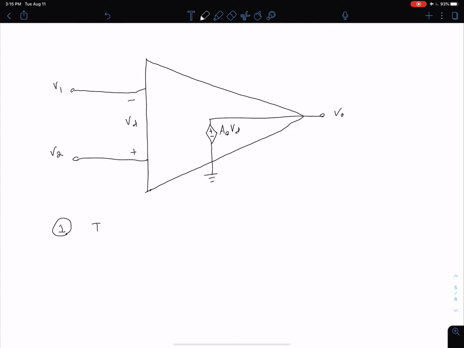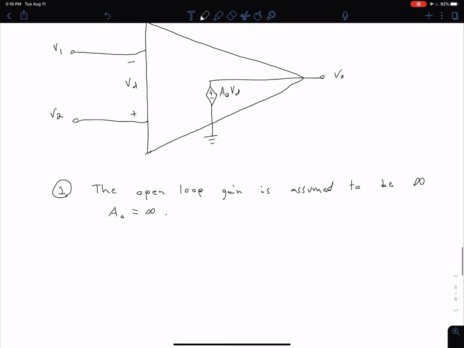The first is that this open loop gain is assumed to be infinite. And so our open loop gain is the A0. So open loop gain is assumed to be infinite. And so of course what we're saying with that is that our A0 equals infinity. So an ideal operational amplifier just has this infinite amplification power. So practically what that means for our differential amplifier is that this differential input voltage VD has to be 0. Otherwise our output is just going to go without bound.